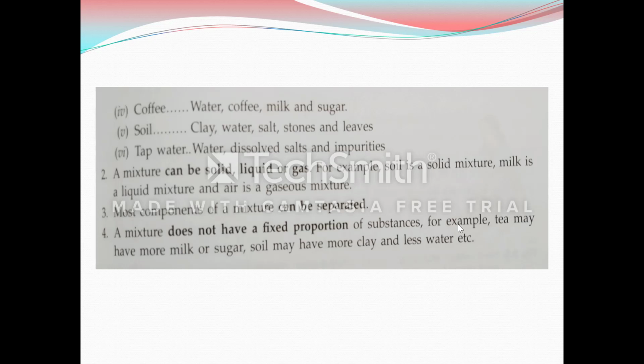So what we have studied here in this mixture part is that a mixture is a combination of two or more substances. A mixture can be solid, liquid or gas. Most components of a mixture can be separated and they do not have a fixed proportion of substances. Clear?